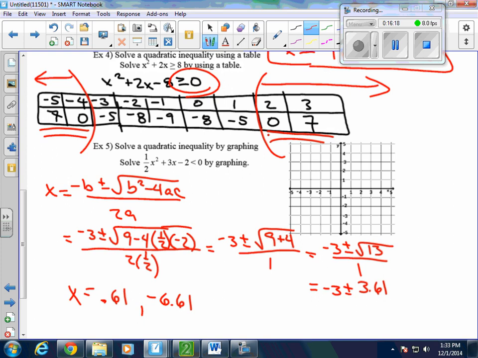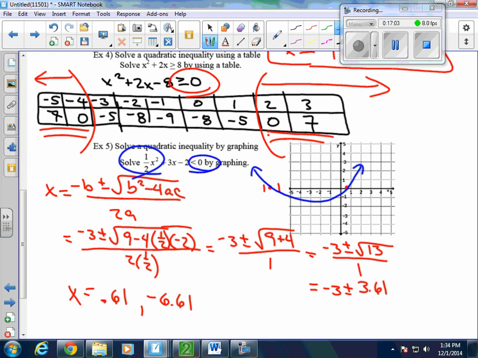So that tells us that these are our intercepts. The x-intercepts are 0.61, which is approximately right here, and negative 6.61, which is approximately right here. Now, the only other thing we need to do is find out what this graph is going to look like. I know that this opens up, so my vertex is down here somewhere, and my general graph is going to look like this. We don't really care how far down it goes. I just want to know where my solutions are if it's an inequality.